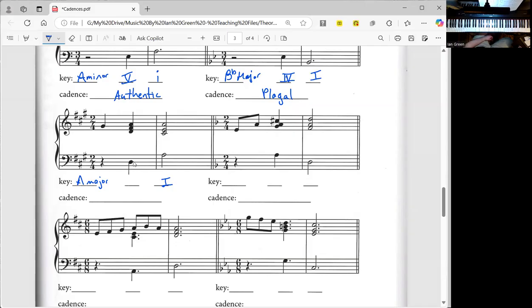Now let's see where D fits. If we think of the A major scale, and we count up to D, 1, 2, 3, 4, then we know that this chord is going to be D, which is the 4th note. And the major triad above matches. Then we go to the tonic. So this is going to be a plagal cadence.